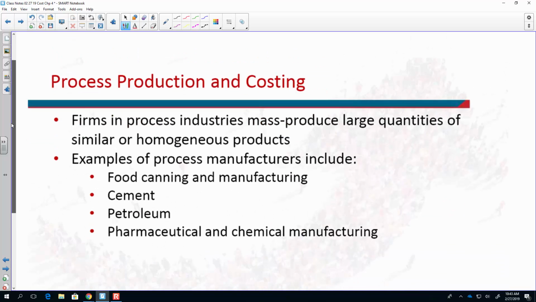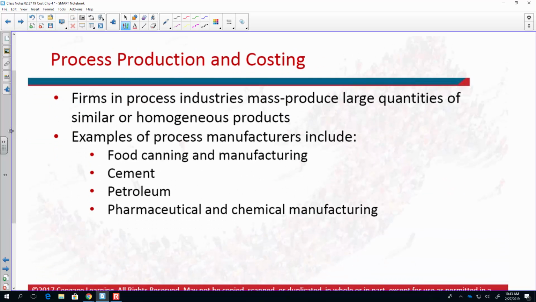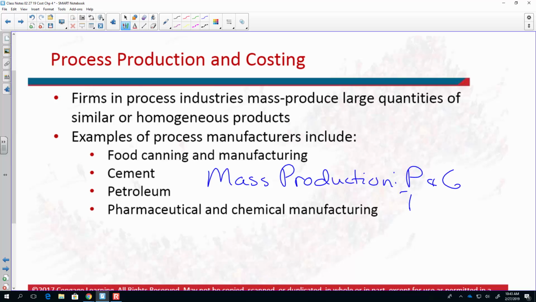The opposite is mass production. Like Procter & Gamble, making toilet paper rolls. Right? They would use process costing. And we have some of our students working there in their accounts payable department, actually.